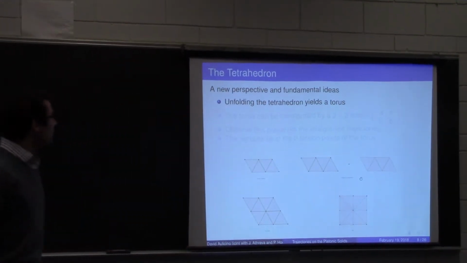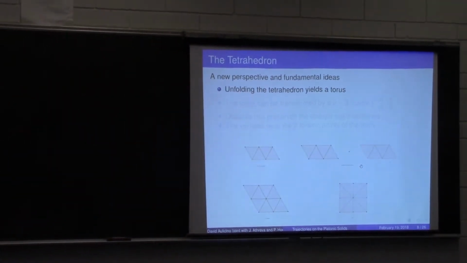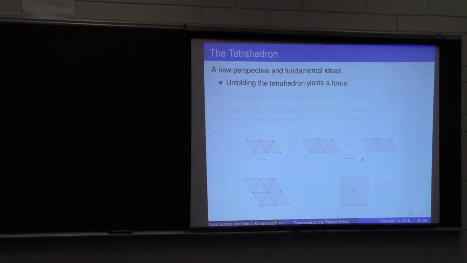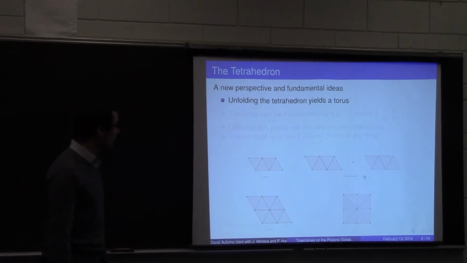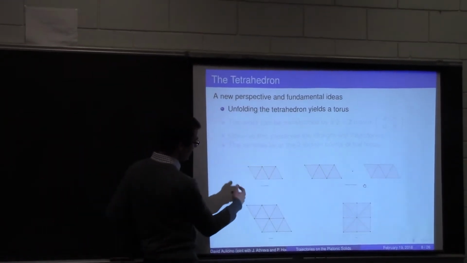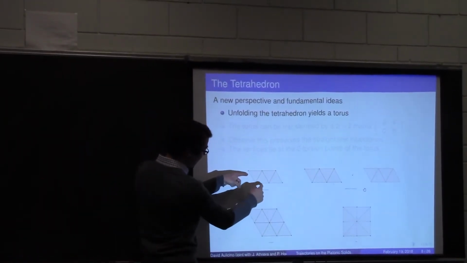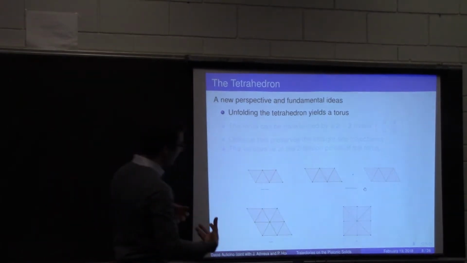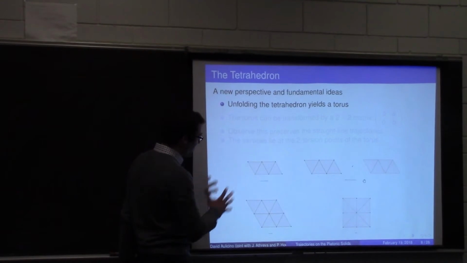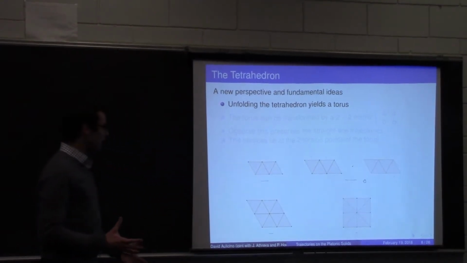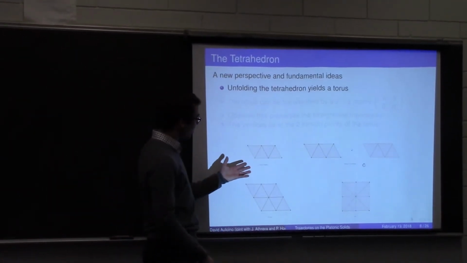Okay, so unfolding the tetrahedron is going to yield a torus. That's the first claim. So how do we see this? Here's the tetrahedron. This is one way of unfolding it. This side is just glued around to this. This is glued to this, and these are glued together. I don't know what net of a tetrahedron you're used to looking at, but this does work.